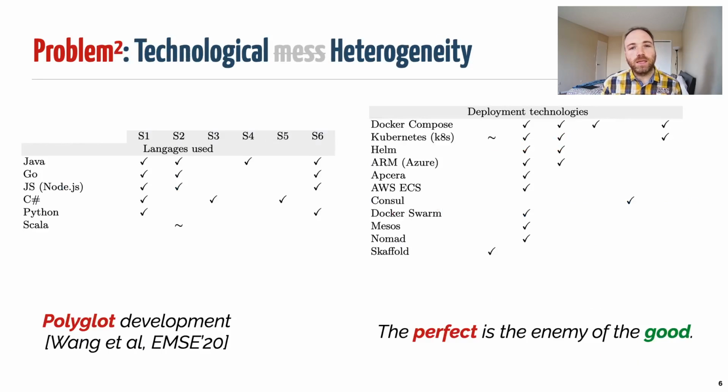Another problem is the technological heterogeneity of those different architectures. Even if polyglot development is not really true in industrial practice, as it was demonstrated at MC this year, we still have a lot of different systems written with a lot of different technologies, from the language used to write the services, to the database technologies, deployment technologies, scalability technologies, and all those things are mixed together, meaning that it's really complicated to try to provide an all-in-one solution that would be able to analyze and provide support to any developer facing any kind of microservice architecture.